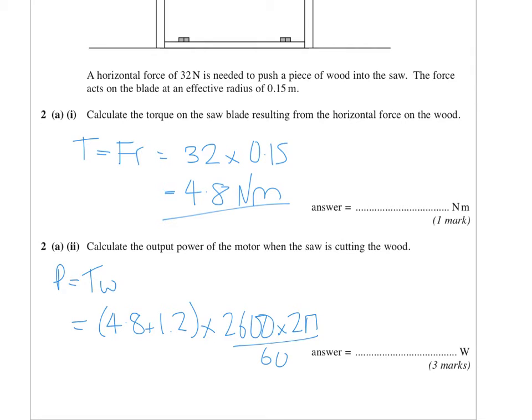So let's grab the old calculator. 4.8 plus 1.2 is 6, times 2600 times 2 times pi divided by 60, and that comes out as 520 pi, or 1.6 times 10 to the 3 watts. So the key here is to recognise you need both the resultant torque and the frictional torque to give you the total torque. It's the total torque that goes in here, and you need the angular speed in radians per second.